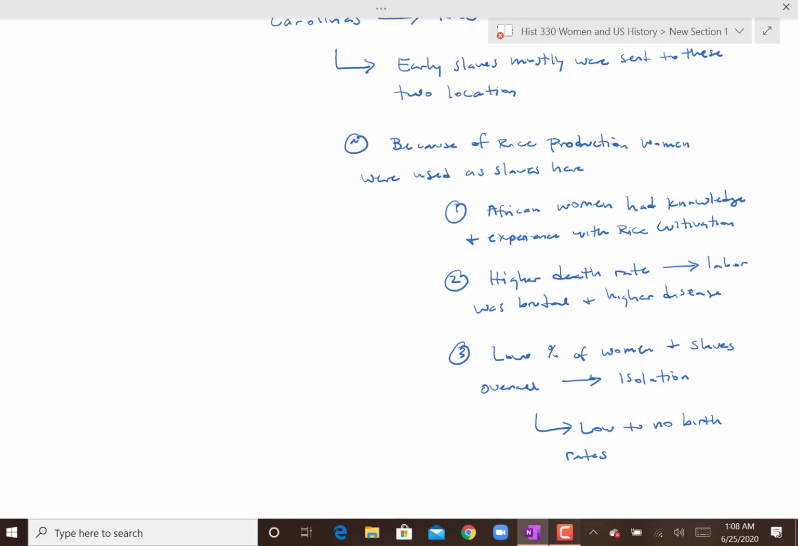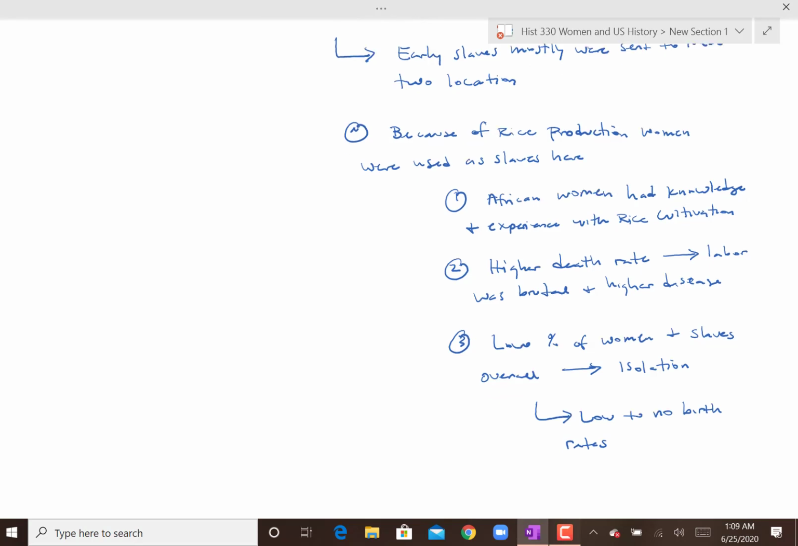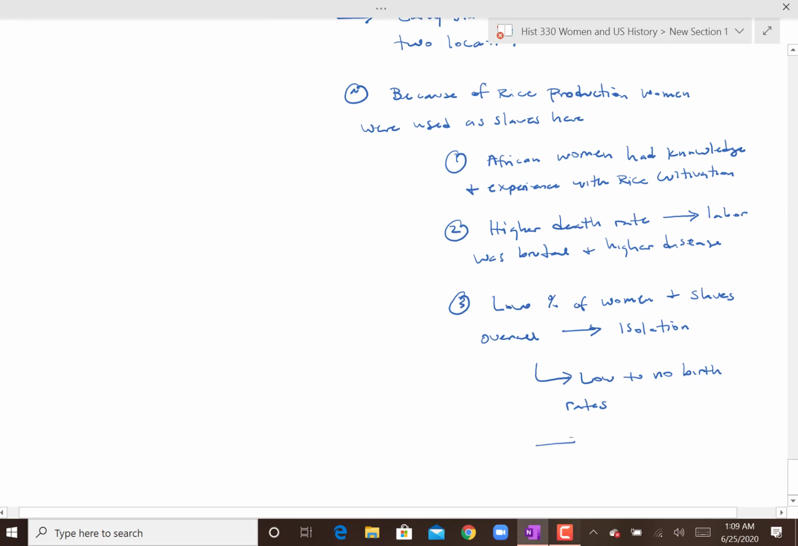So even in a lower slave population area, because they were still actively using indentured servants at this point, while there might be a few men under the same owner, there rarely were multiple women under the same owner. Again, there were very few women even in the same region, let alone multiple women in the same one. And so this creates not only lower birth rates for continuing a population, but also a lack of community.